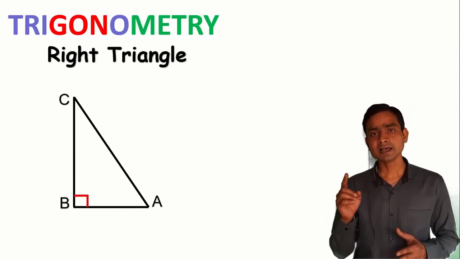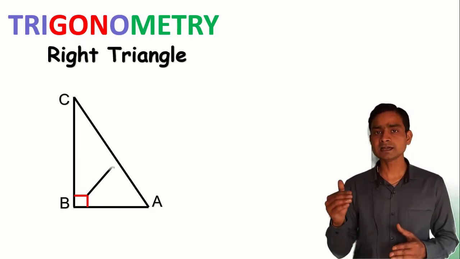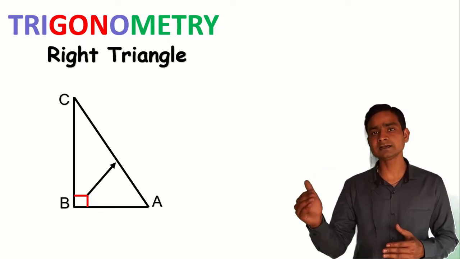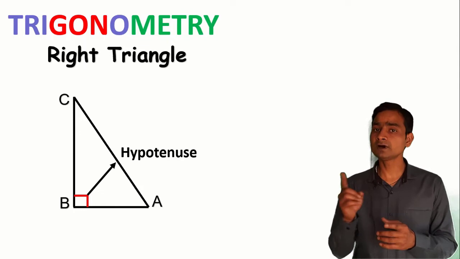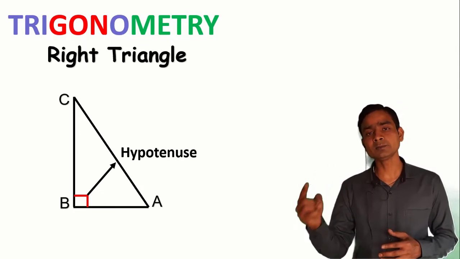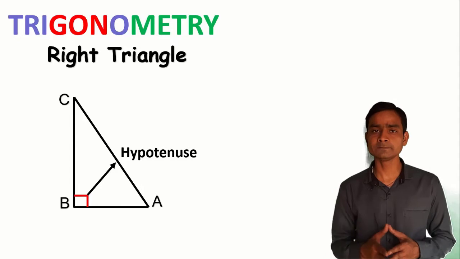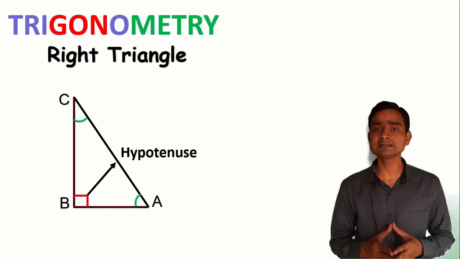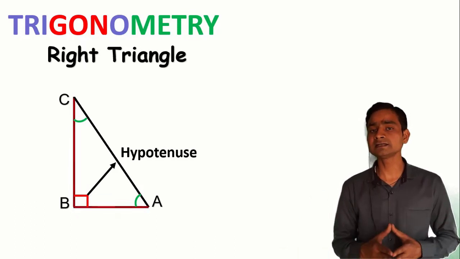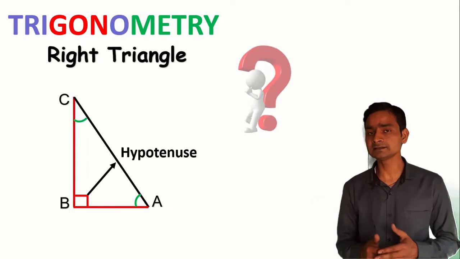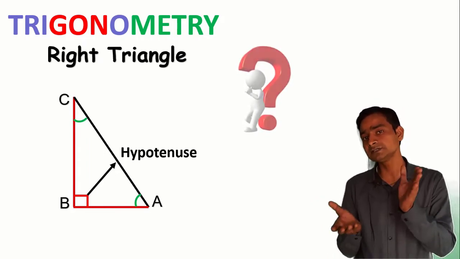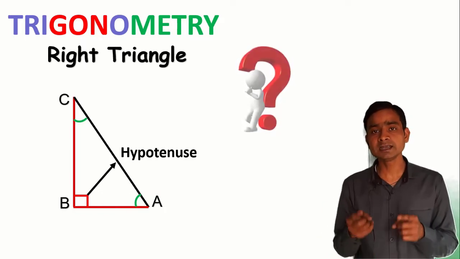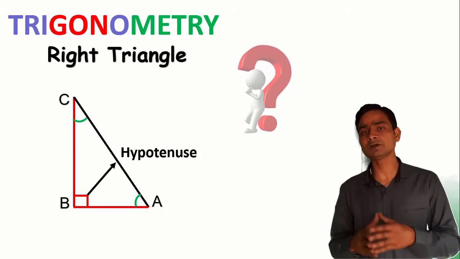So in this case, angle B is the right angle and the side opposite to this angle B is AC. So we have a fixed term for this side AC, that is hypotenuse. And there is only one right angle, so there will be only one hypotenuse in any right triangle. And there are two acute angles and the two sides opposite to these acute angles. So what about these two sides? Do we have any fixed term for these two sides? No, we do not have any fixed term for these two sides, but we have the terms for these two sides, but these terms will be used interchangeably with respect to these two acute angles.